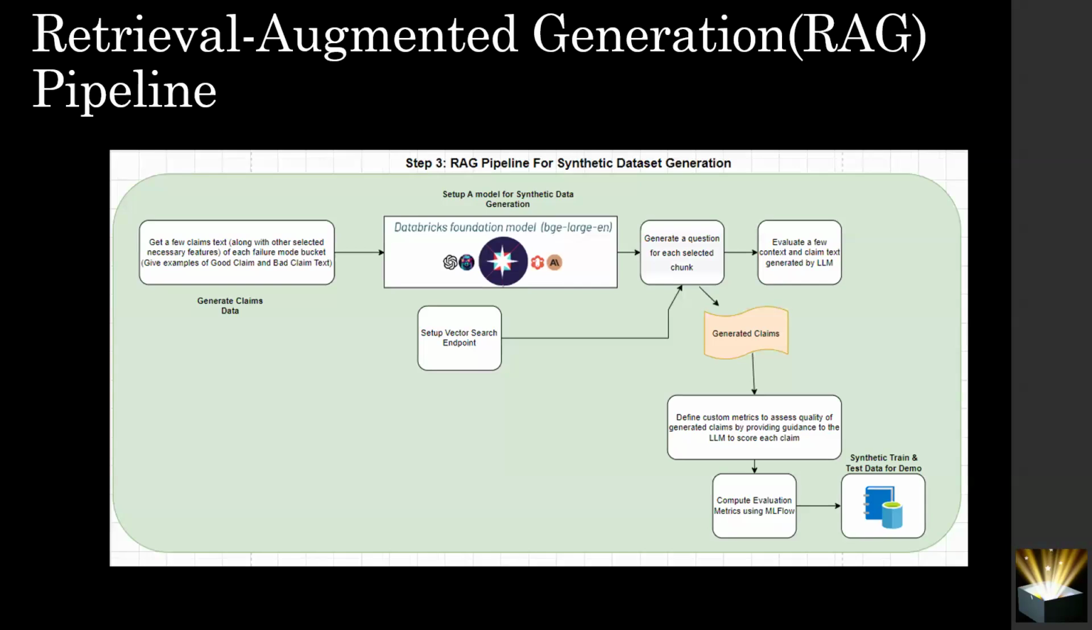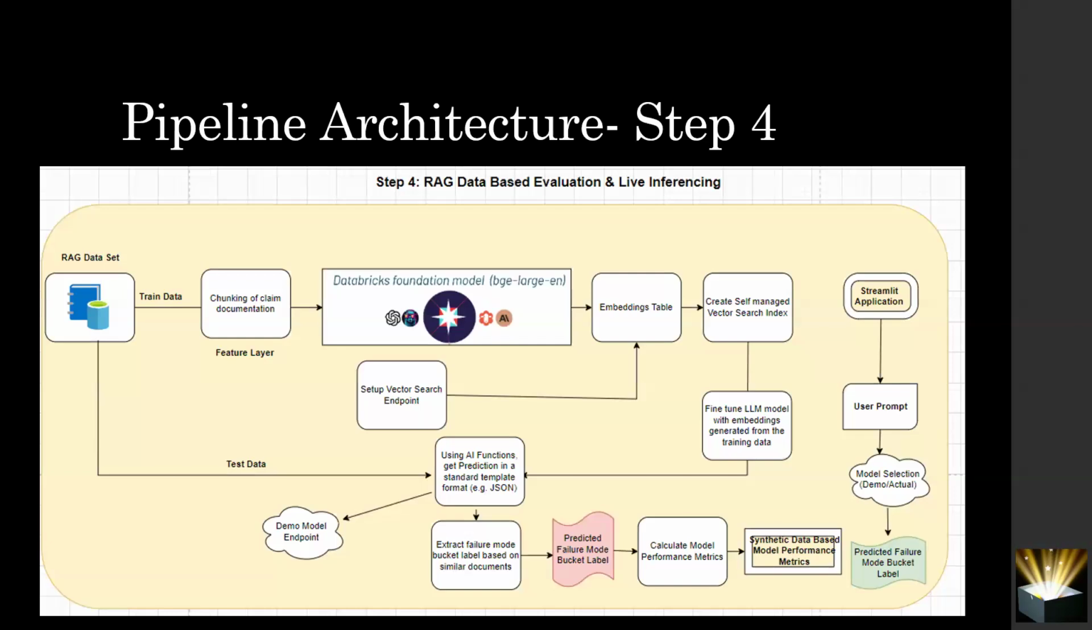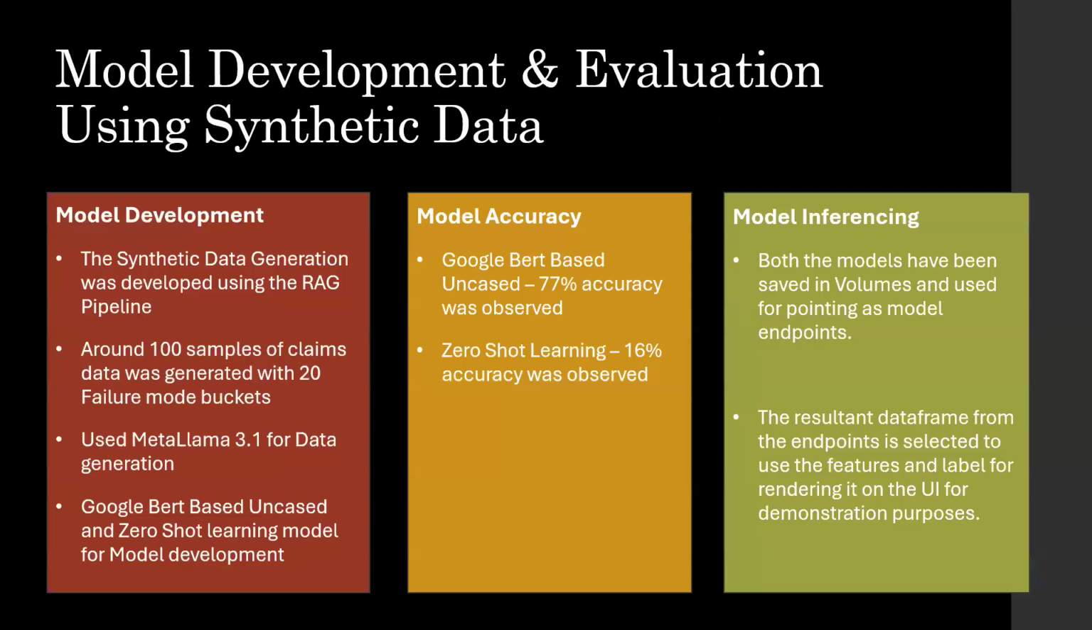This is our RAG pipeline architecture. This is a sample of synthetic data using Llama 3.1 model. This slide shows RAG pipeline evaluation architecture. We have used the BGE large EN embeddings model and Google's BERT-based uncased model for zero-shot learning to perform ranking of most similar claims on synthetic data. This produced 77% accuracy while validating the synthetic data.